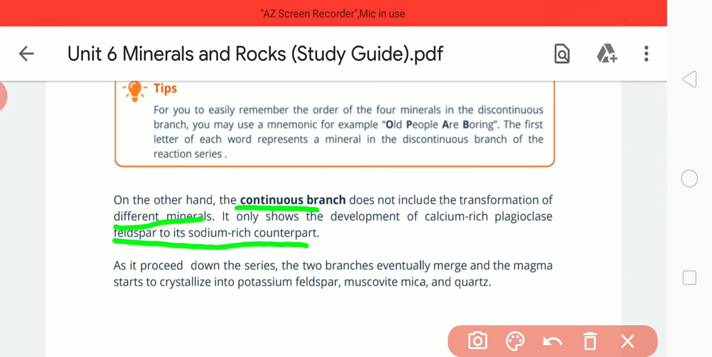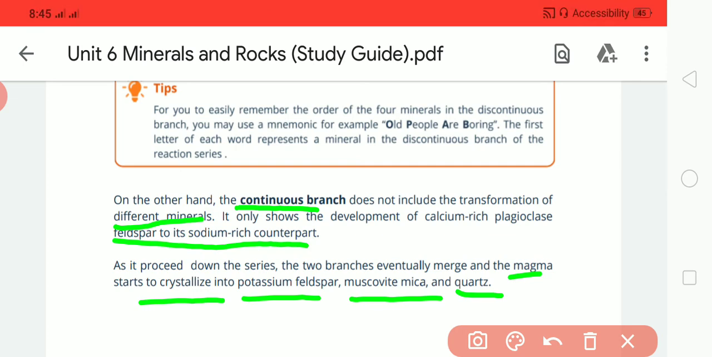As it proceeds down the series, the two branches actually merge. So the discontinuous branch and the continuous branch merge as they go down those series of reactions, and the magma starts to crystallize into potassium feldspar, muscovite mica, and quartz. So they meet at a certain point.